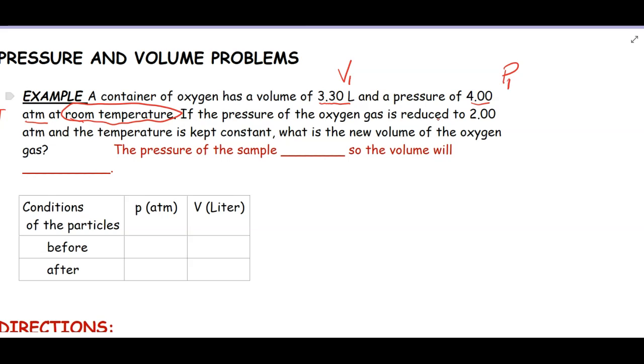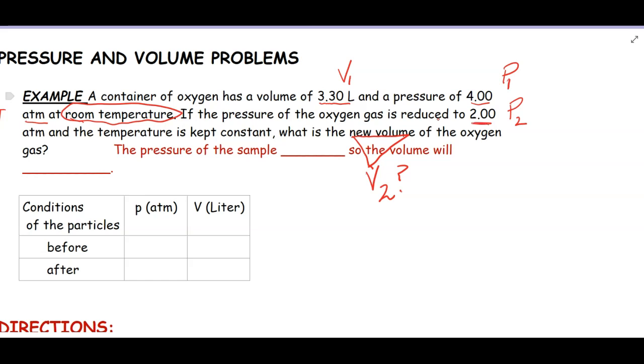That will be constant. If the pressure of the oxygen gas is reduced to 2 atmospheres, so this is the after pressure, we'll just call it P2, and the temperature is constant, what is the new volume? All right, the new volume is going to be V2, and this is what we don't know. All right, so that's just reading the problem.